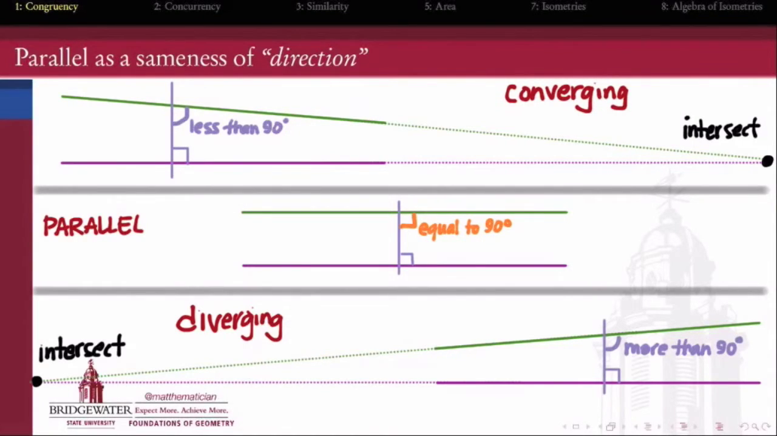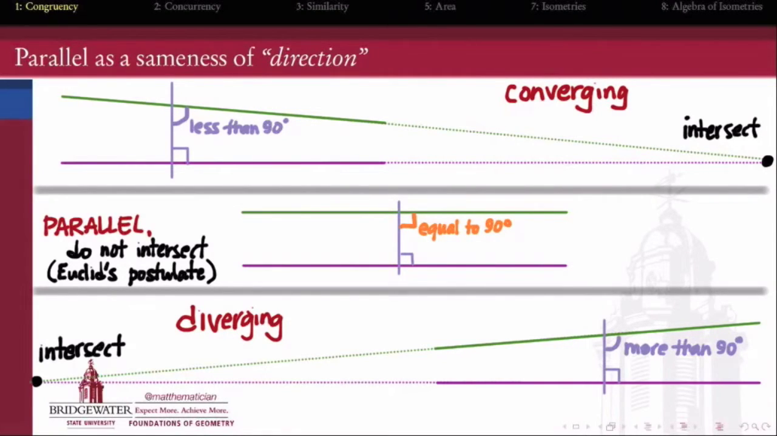And according to Euclidean postulates, a pair of parallel lines do not have an intersection point. So my converging lines had an intersection point on the same side as my pair of angles that I measured. My diverging pair of lines had an intersection point on the opposite side of the angles that I measured. And so my parallel lines, we postulate, will not have an intersection point at all. Two parallel lines, quote-unquote, never intersect. It's a postulate of Euclidean geometry called the parallel postulate.